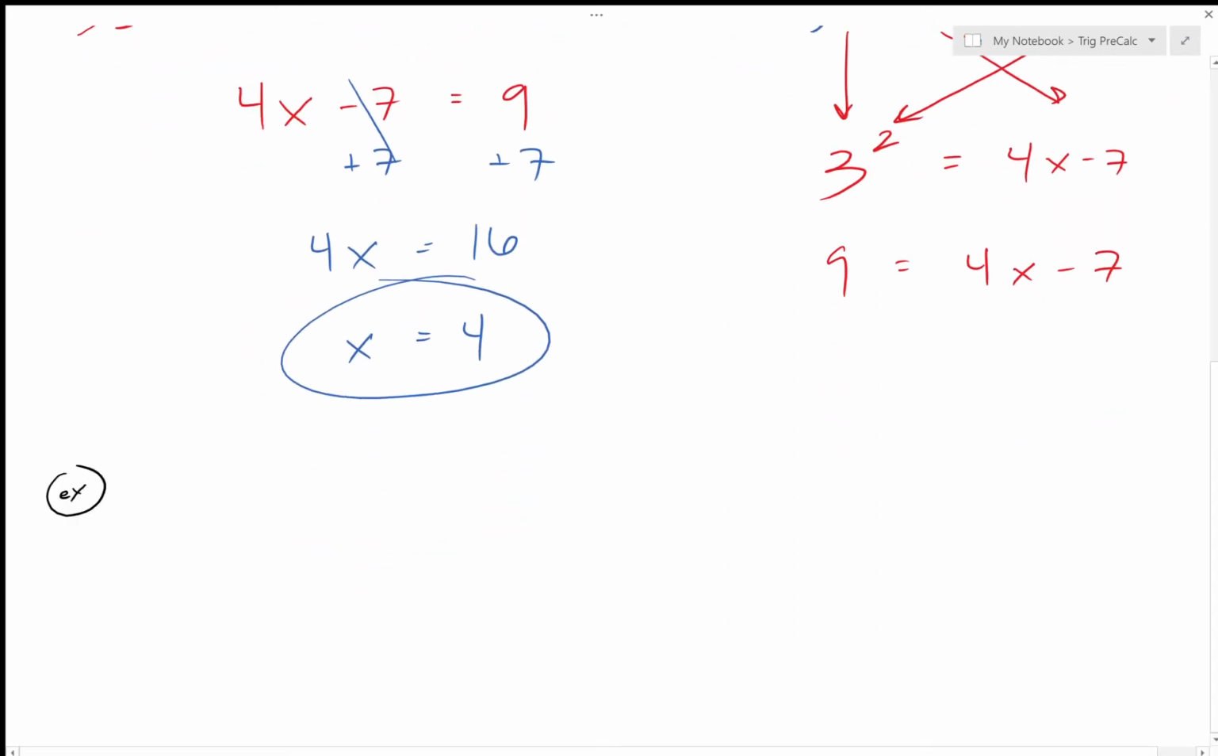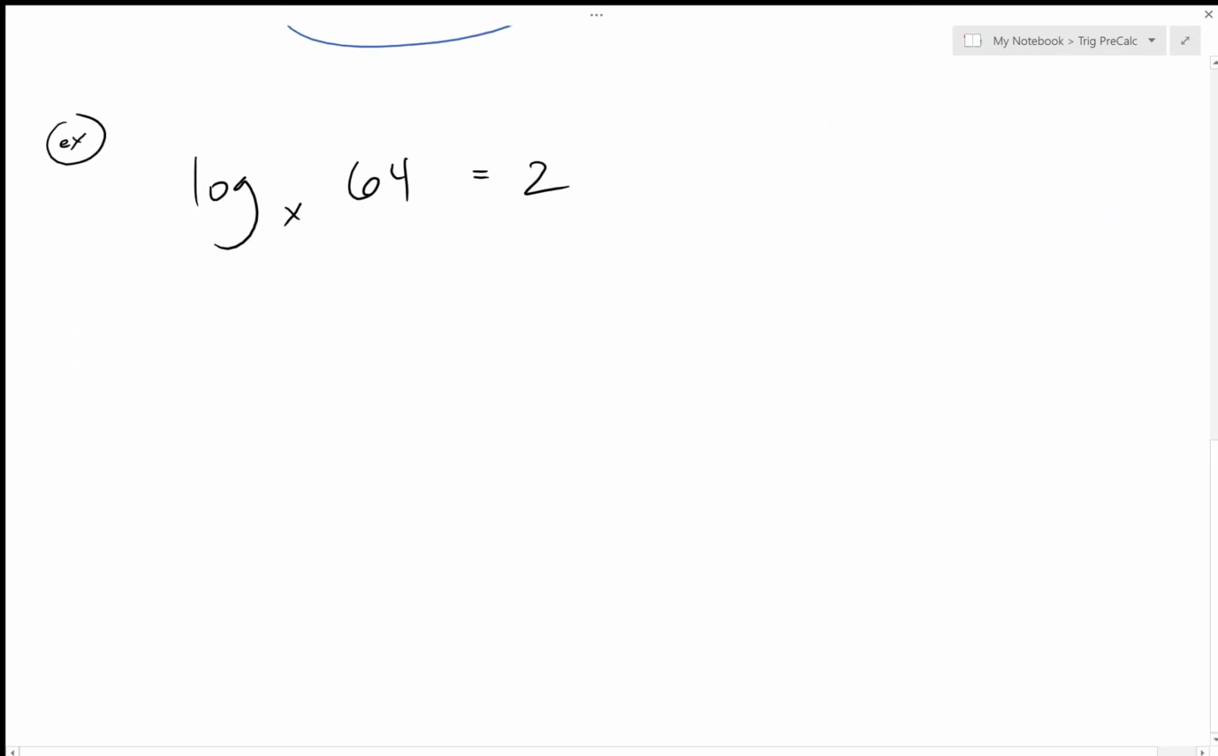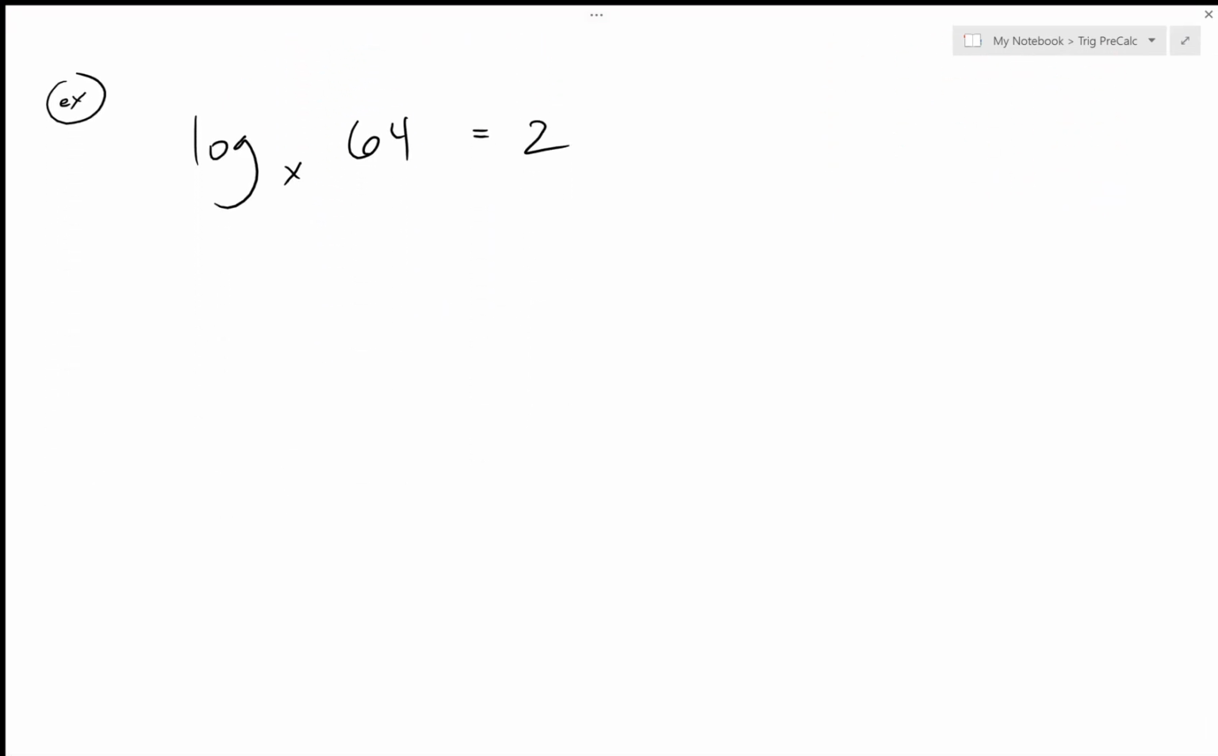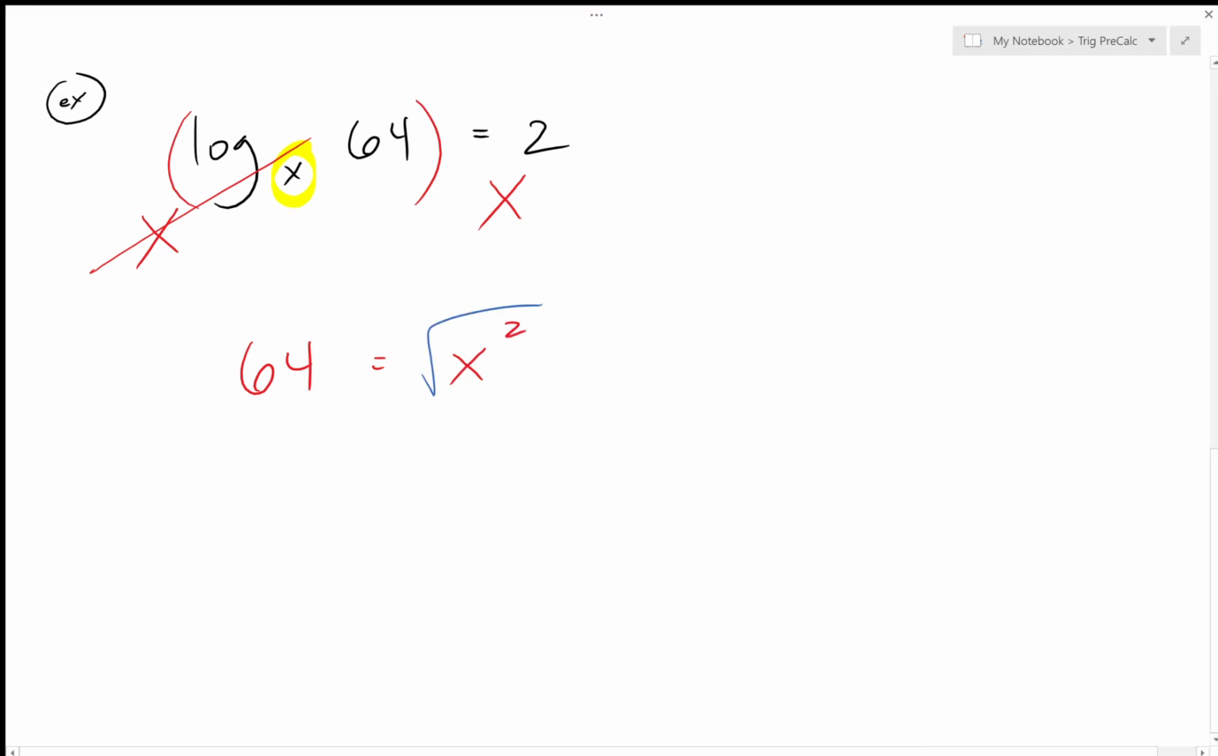So let's take a look at another one. Let's go log base x of 64 equals 2. What's really weird about this is that there is an x, but that x is located as the base this time. Again, you can either take that base and raise the whole thing to that base exponent, but what you do to one side, you do to the other. Those x's cancel with the log, so 64 equals x squared, and you get rid of the squared by square rooting.